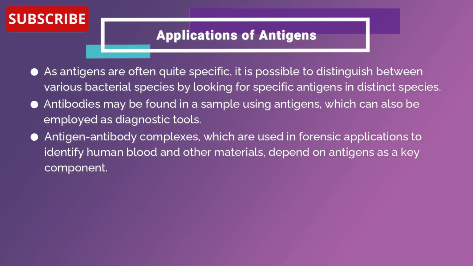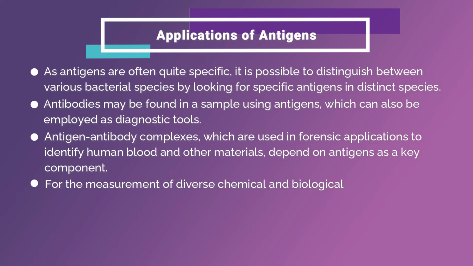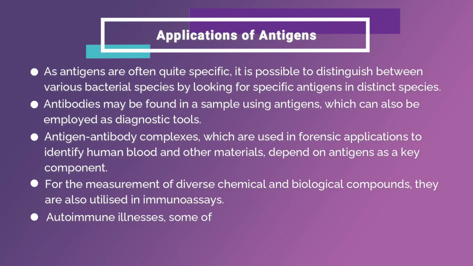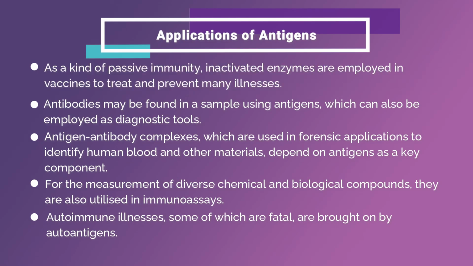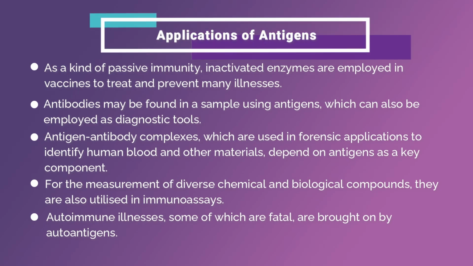Antigen and antibody complexes, which are used in forensic applications to identify human blood and other materials, depend on antigens as a key component. For the measurement of diverse chemical and biological compounds, they are also utilized in immunoassays. Autoimmune illnesses, some of which are fatal, are brought on by autoantigens. As a kind of passive immunity, inactivated enzymes are employed in vaccines to treat and prevent many illnesses.